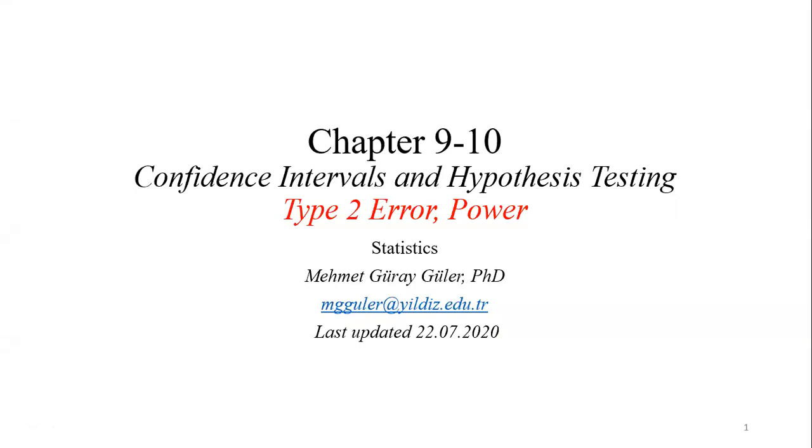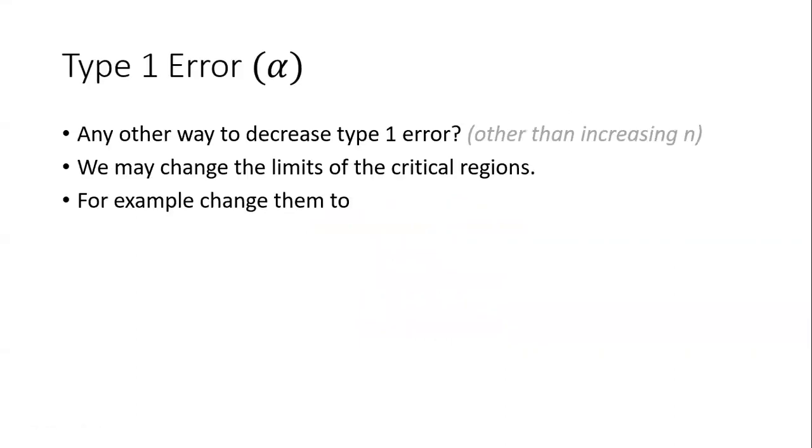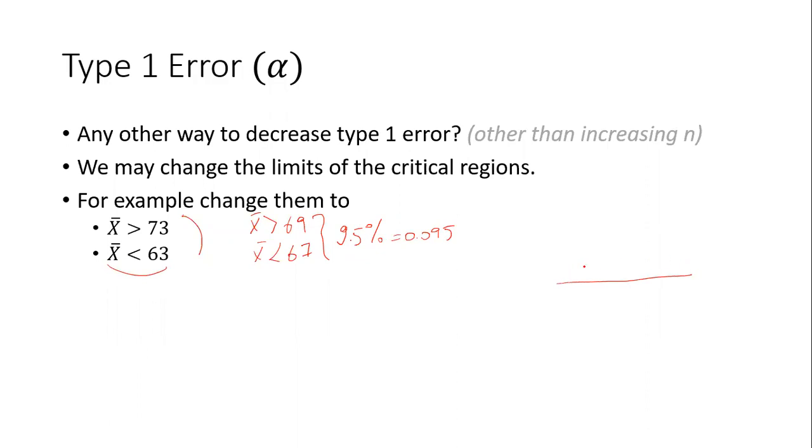Good morning. Today we will talk about type 2 error and power. Remember in type 1 error, we said that to reduce type 1 error, one way is to change the limits. Remember the limits at first were x bar greater than 69 and x bar smaller than 67. And the error here was about 9.5% or 0.095, right?